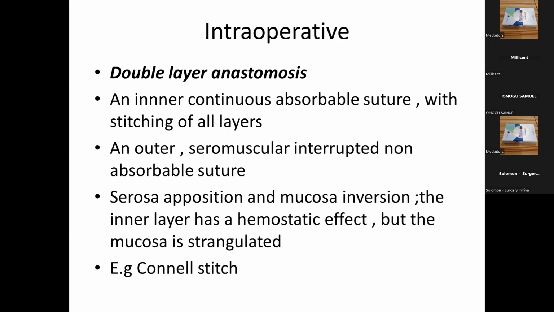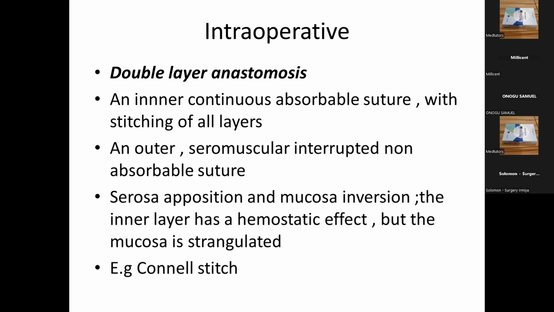Then intraoperatively, you can choose to use the double layer anastomotic technique, which typically involves an inner continuous absorbable layer, stitching all layers of the bowel loop, from the outside through the seromuscular layer and then the submucosa and the mucosa. It used to be advocated to use an absorbable suture for the continuous layer and a non-absorbable suture for the seromuscular layer to cover the first layer. This is advocated as providing better structural integrity for your anastomosis. However, there are advocates for and against this.